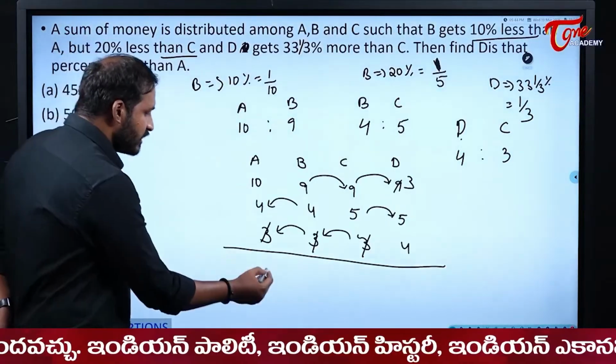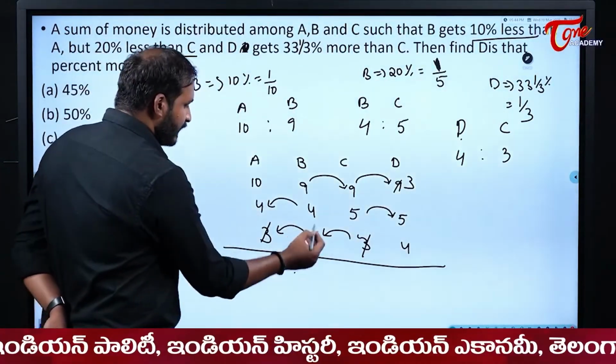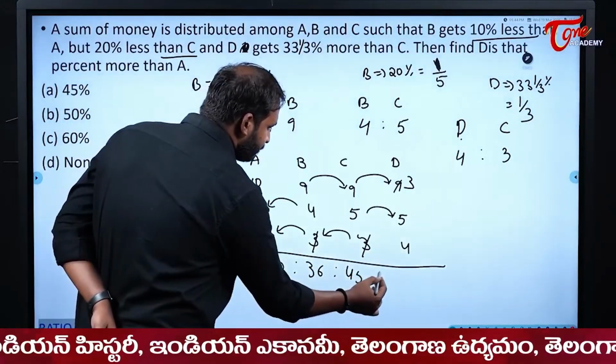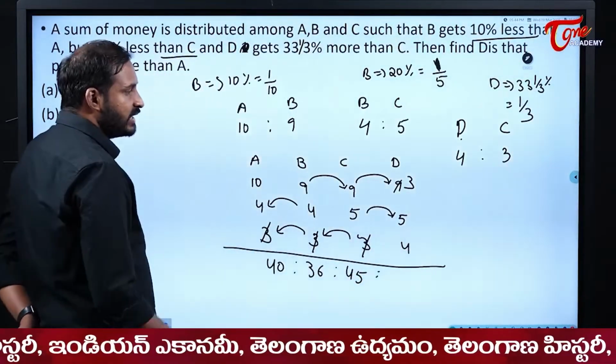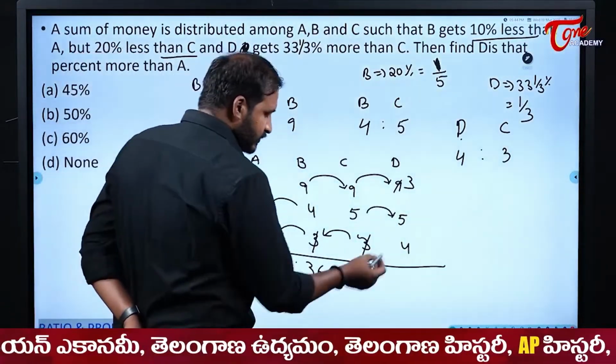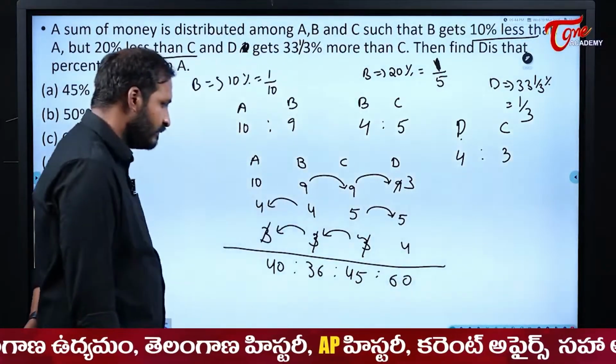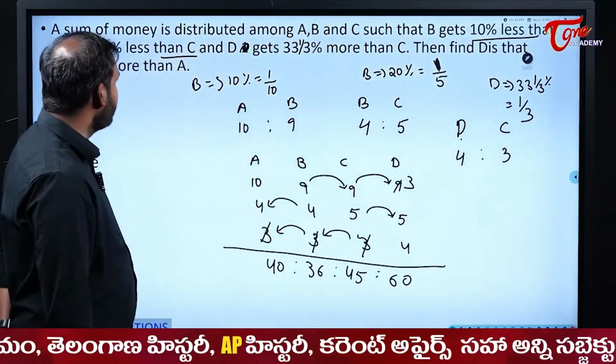Okay, so 10 4s are 40. 9 4s are 36. 9 5s are 45. So 5 3s are 15, 15 4s are 60. So this is the final answer I have.